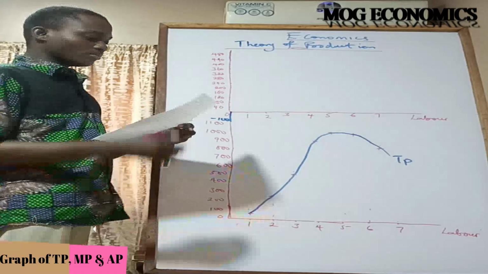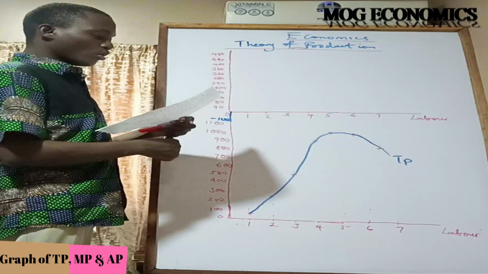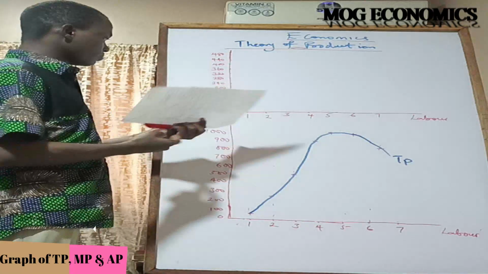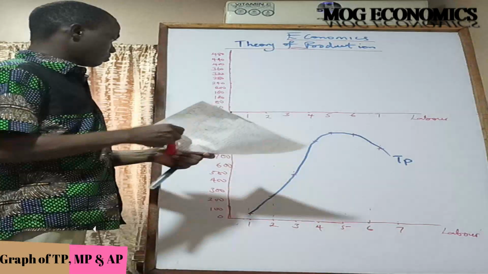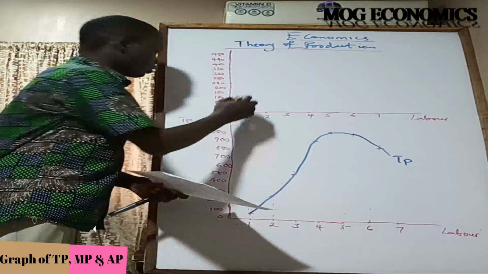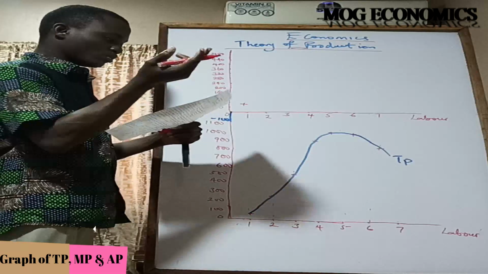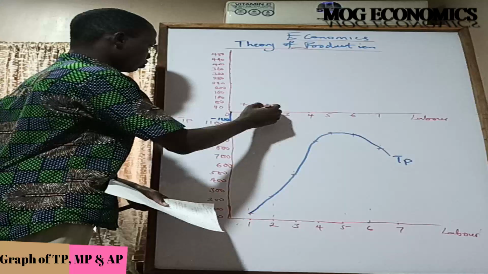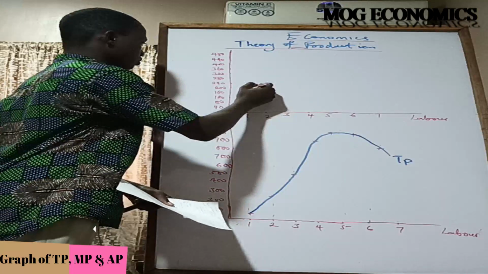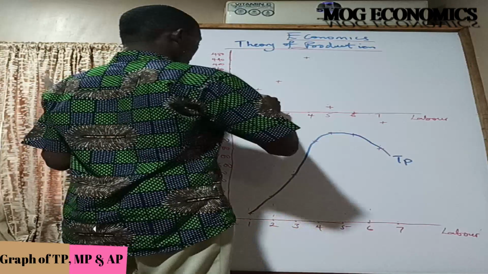I believe you have the data. For MP, 1 and 80, when the level was 1. So 1 and 80. And next, 2 and 200. 2 and 200. Let's sketch out our MP.